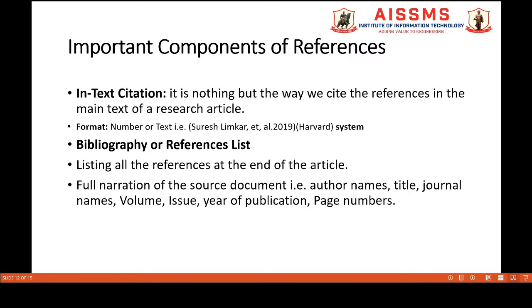The next major important component is the bibliography or reference list. It means listing all the references at the end of the article. These references are either listed according to their appearance in the document or in alphabetical manner. A full narration of the source document, that is author names, title, journal name, volume, issue, year of publication and page number, constitutes the bibliography of a single reference.